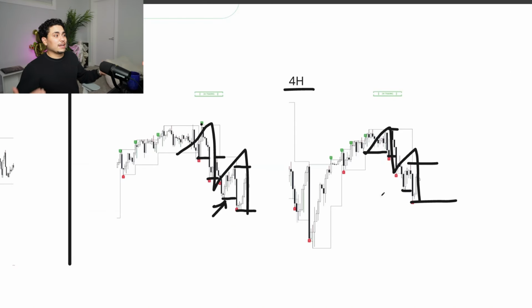Now, on the other hand, if the daily is creating higher highs and higher lows and the 4-hour is creating lower lows and lower highs, then we're not going to do anything. And that day, that pair is going to have no trades. It's just going to be invalid.